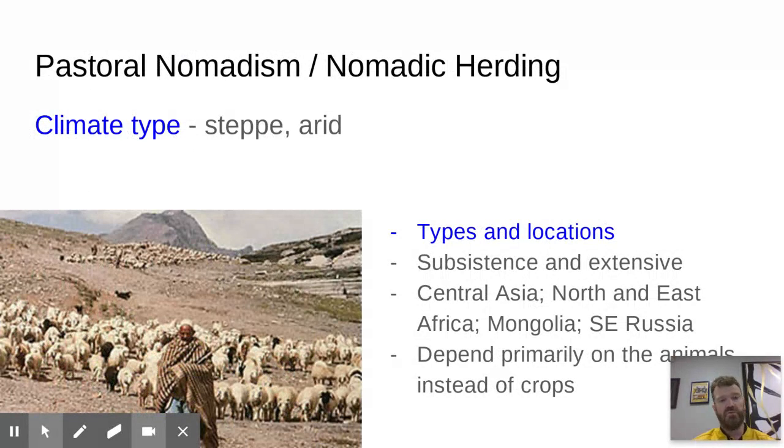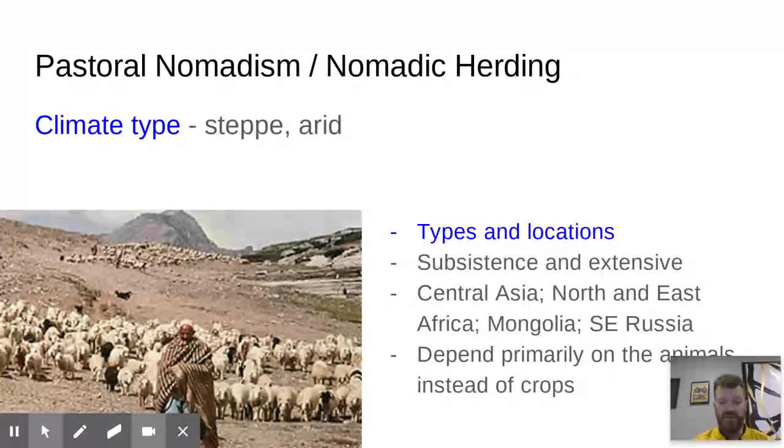Okay, so pastoral nomadism, also known as nomadic herding, happens in the steppe and in the deserts. Okay, subsistence and extensive agriculture in Central Asia. So these are subsistence farmers that do this. And they often move, they don't stay in the same place. So that's why it's called nomadism, right? They don't have a permanent home.